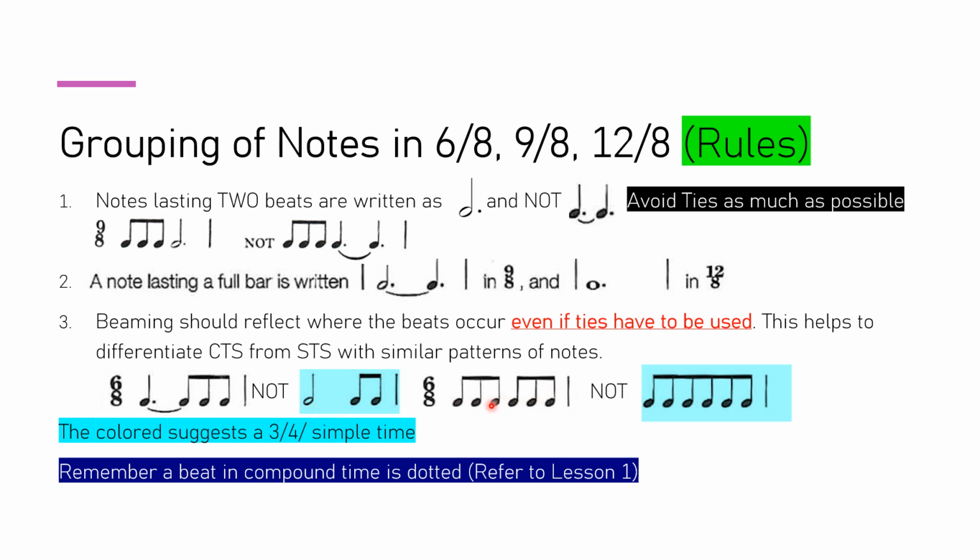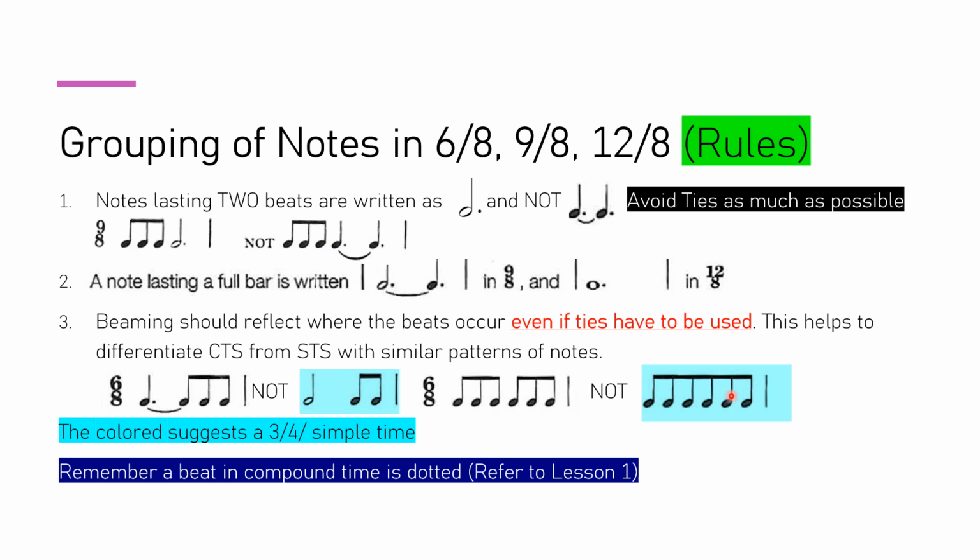If you look at this, for example, you could see that we deliberately didn't beam everything together, because we want to put each beat separate. So this is a dotted crochet, and this is a dotted crochet. So we beam the quavers that make a dotted crochet separately, rather than beaming everything together.